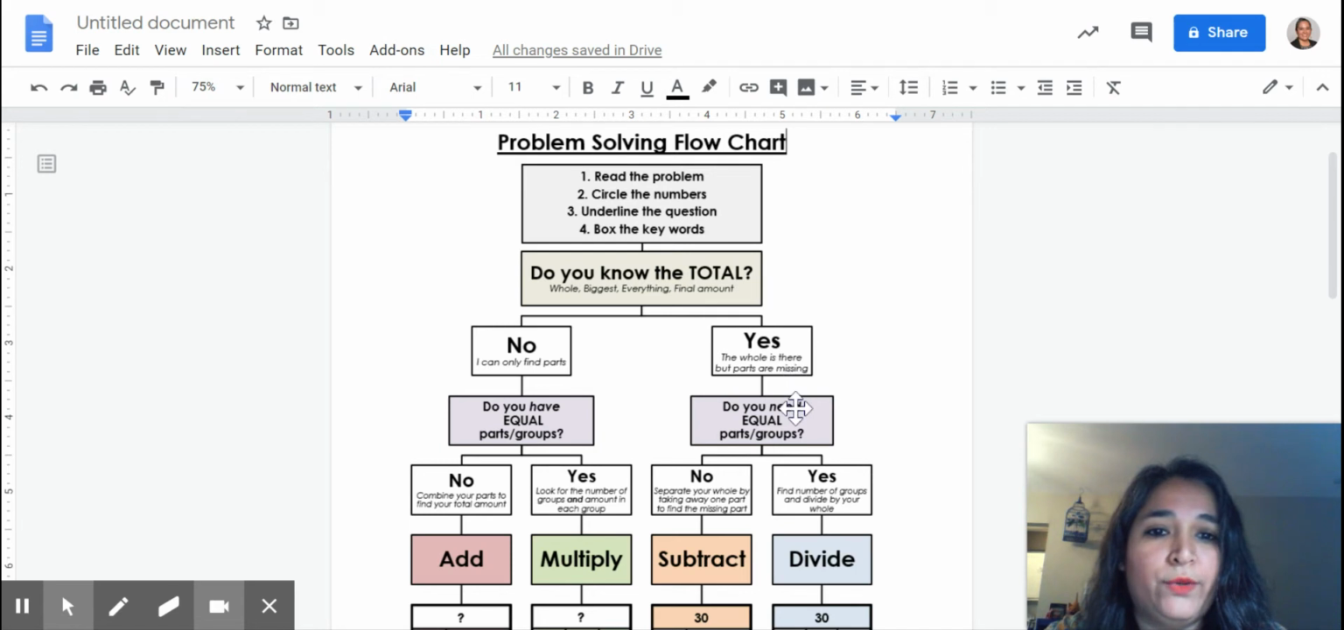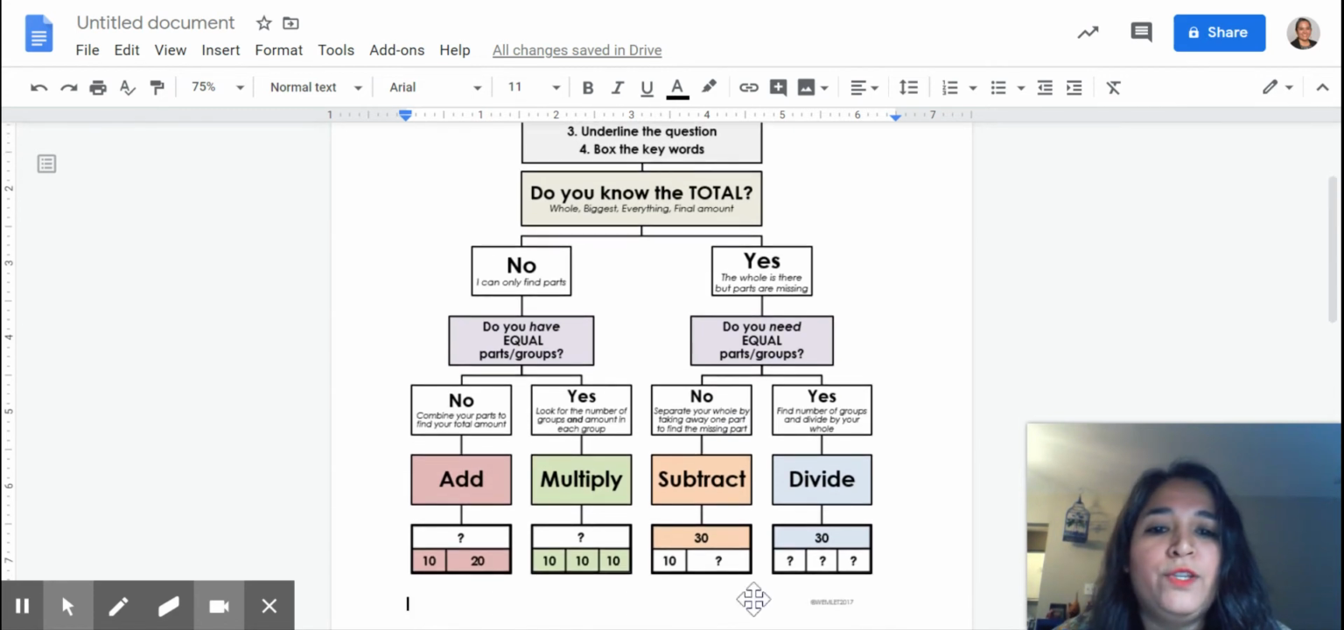So now, if you do have a total, you would go this way on the flowchart. Yes, I do have a total. Then you have to think, do we have equal groups? Are the numbers the same? Do you have groups of a certain amount? If you don't have equal groups, then you have to subtract. And you would use a strip diagram such as this one with the total at the top.